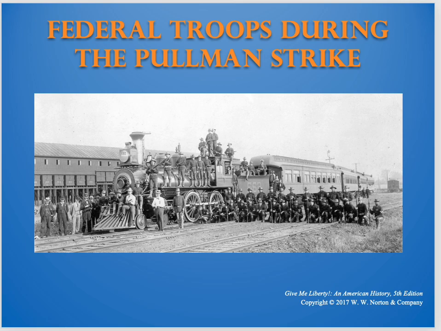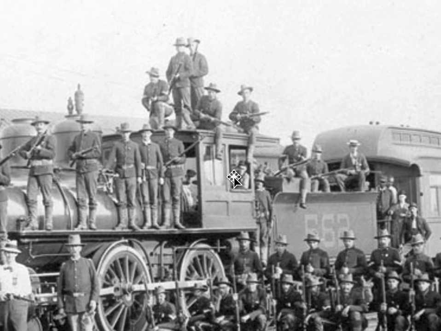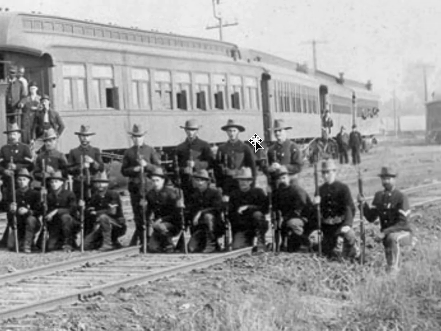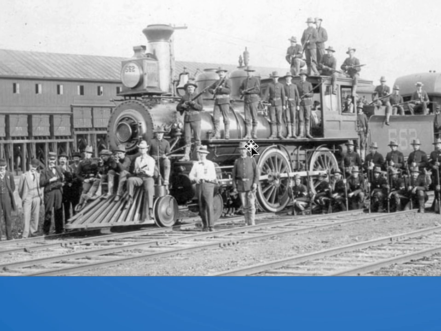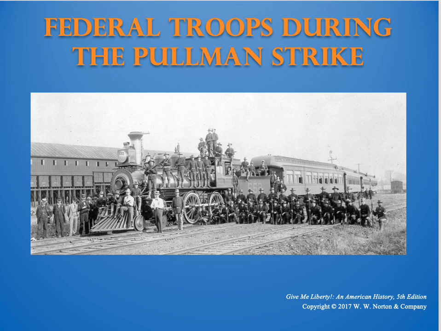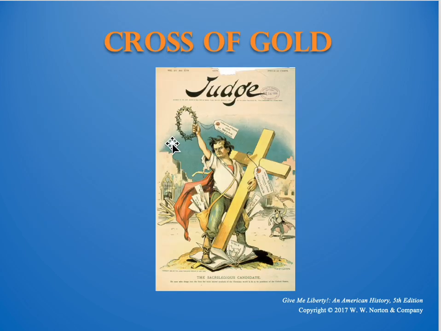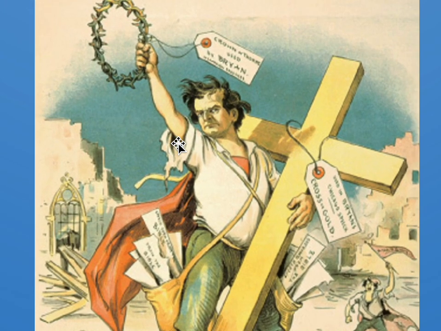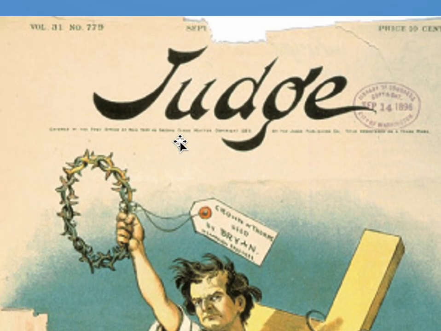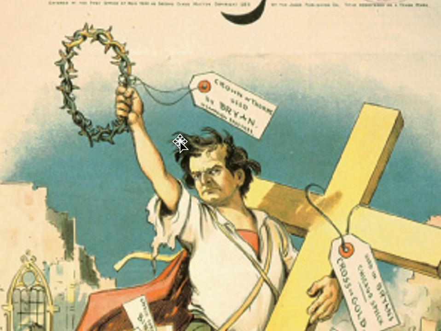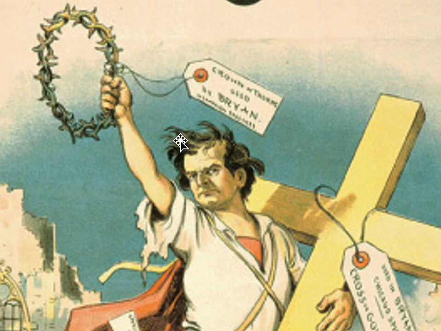Okay, here we go. This is our Pullman federal troops. I've never understood why the troops don't join in to strikes, but it's neither here nor there. This is a political cartoon from the 1894 issue of Judge, and it is talking about our old friend William. Not the William we like, but William Jennings Bryan. And I don't want to say he was a bad guy. He wasn't. He just was very much a man of his time.